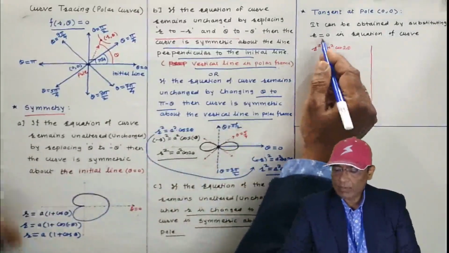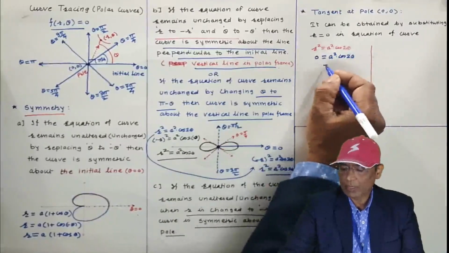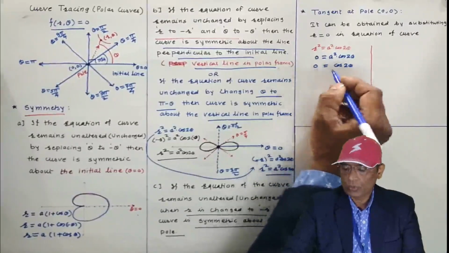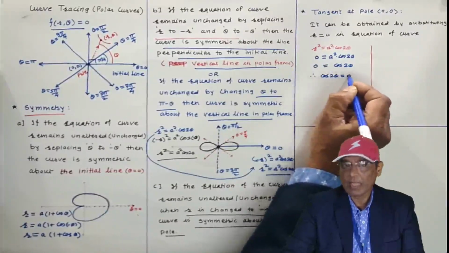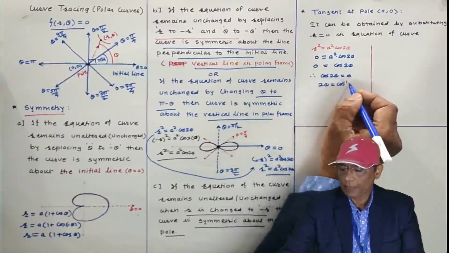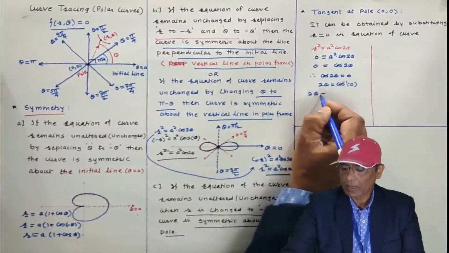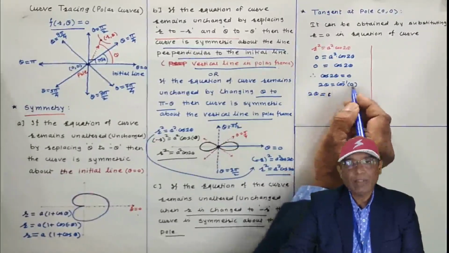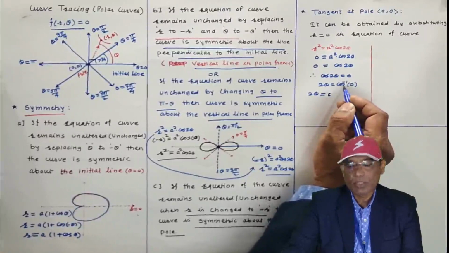Now substitute r equal to 0. If you substitute r equal to 0, what will happen? Here a is non-zero, which is a parameter, so cos 2 theta equals 0 by a square, which means 0. Therefore, cos 2 theta is 0. Therefore, 2 theta is equal to cos inverse 0. Okay, this is a many valued function. Inverse trigonometric functions are many valued, so you get more than one value of cos inverse 0.